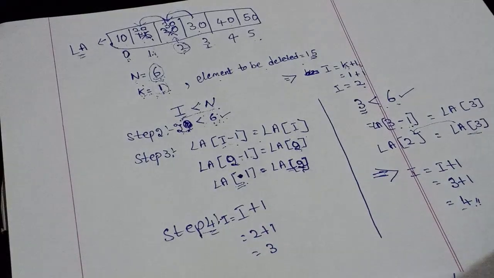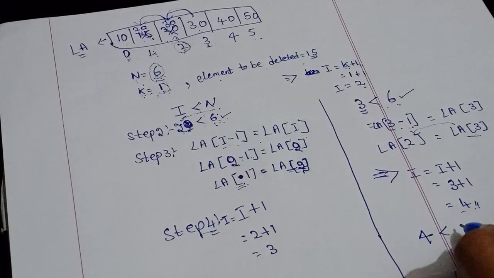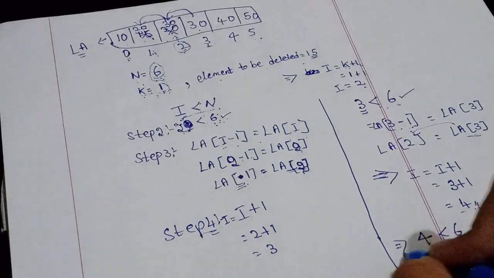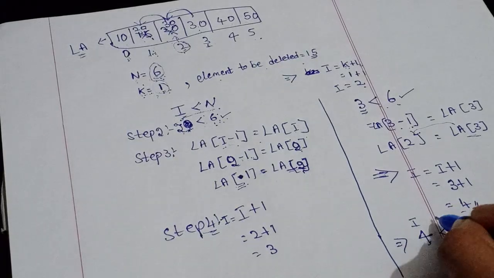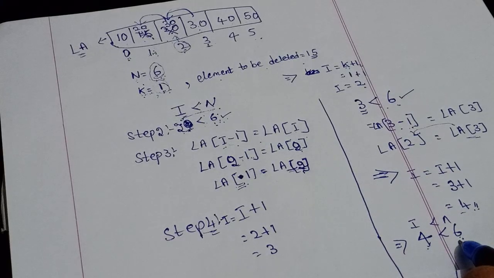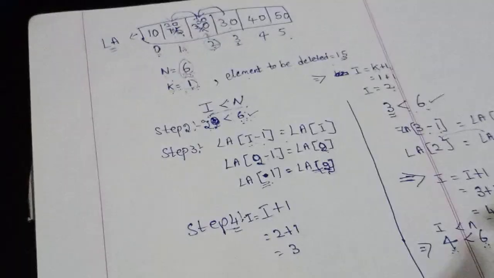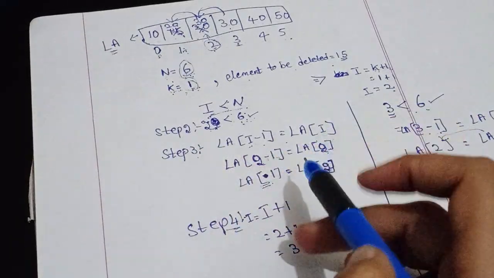So again we should go into the loop, that is, is 4 lesser than or equal to 6? 4 is nothing but the I value, and n is nothing but the number of elements, that is 6. So is 4 lesser than 6? Yes, 4 is lesser than 6. Still it is satisfying the condition. If this condition is satisfied, they said to repeat step 3.